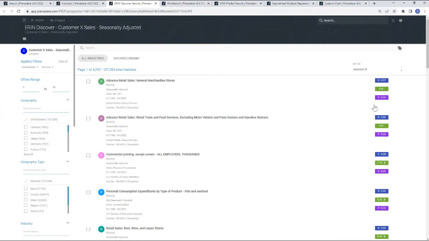So on the right-hand side here, you see a few key statistics. The top one is an R value, or a correlation coefficient. This is going to be anywhere between -1 and 1. The higher the absolute value, the stronger the correlation. This is a very strongly correlated metric. This tells me that this customer sales, out of all the data in Prevedere, the strongest correlated metric is to retail sales for general merchandise stores, and it has an R value of 0.97.